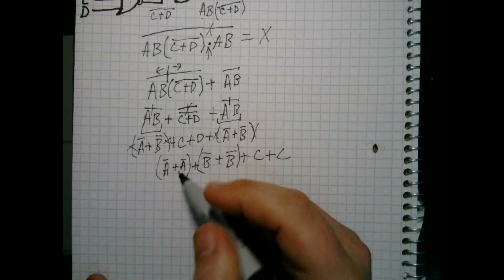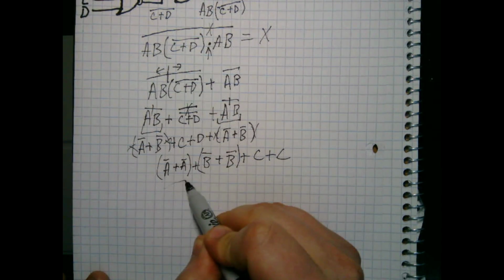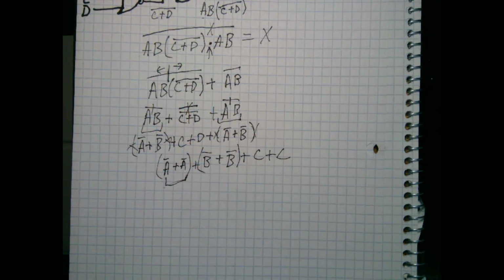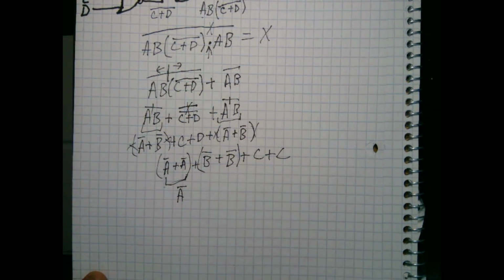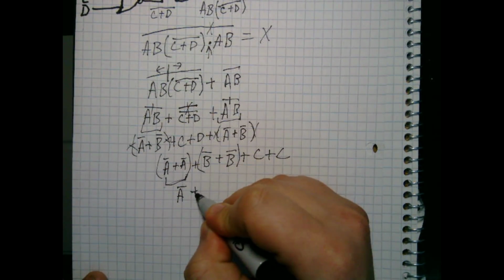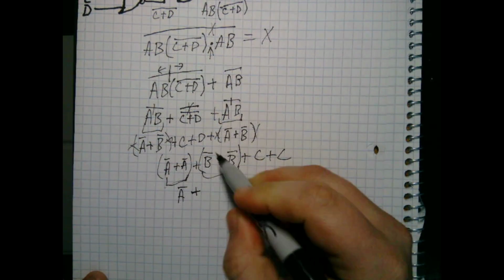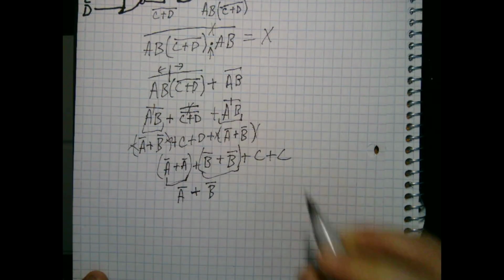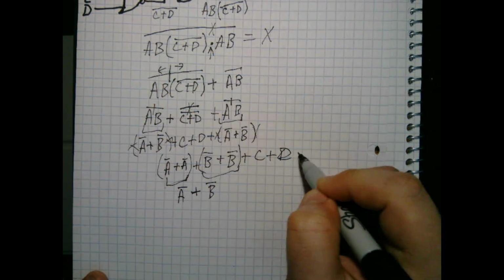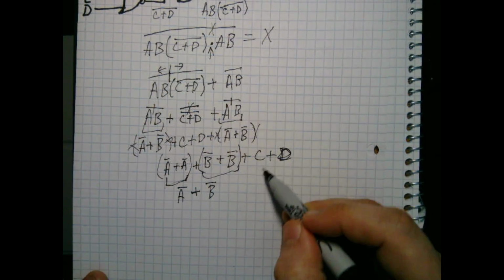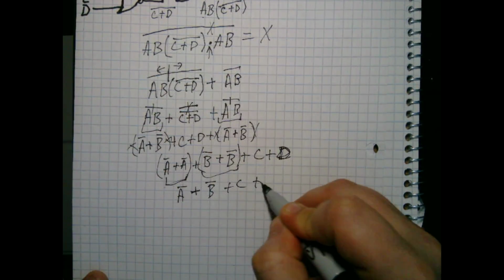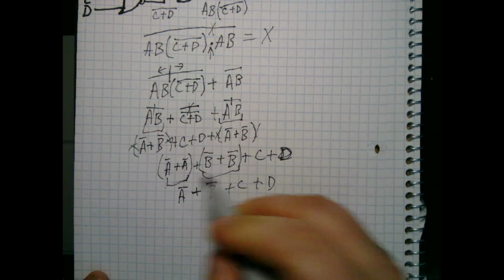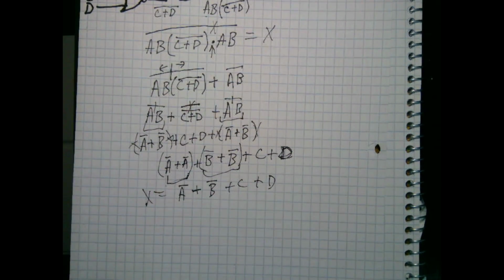But we can take this quantity now, and remember that anything ORed with itself is always just itself. And that same thing here, a not B ORed with a not B is just a not B. And oops, this was supposed to be a D. And then we just copy down those other terms. And that is our simplified equation.